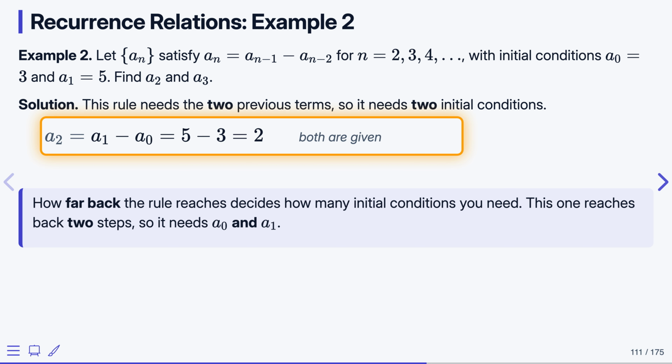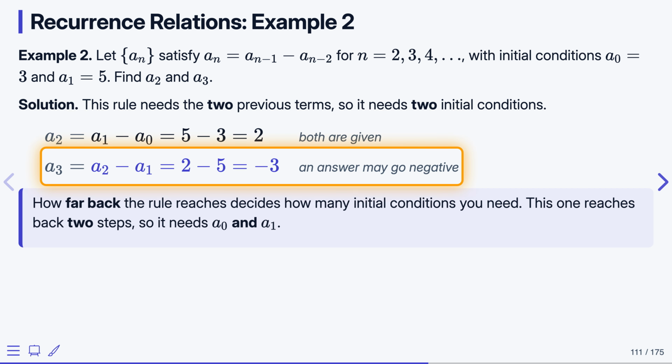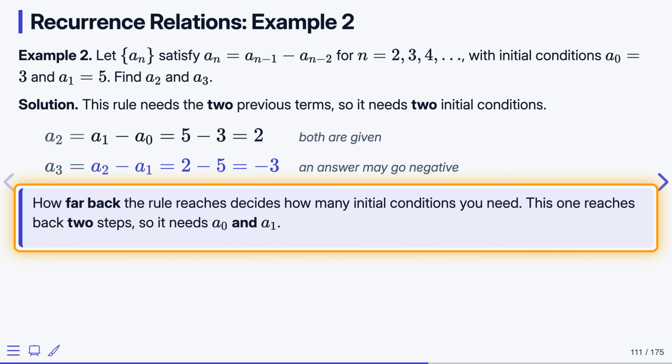Now we compute. A sub 2 equals a sub 1 minus a sub 0, which is 5 minus 3, which is 2. A sub 3 equals a sub 2 minus a sub 1, which is 2 minus 5, which is minus 3. So an answer can go negative. The key idea: how far back the rule reaches tells you how many starting values you must be given.